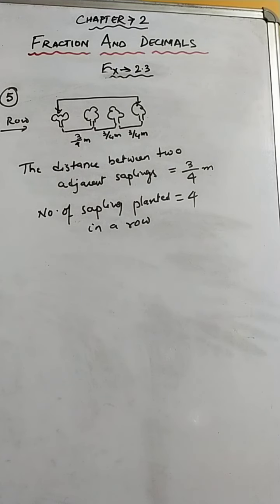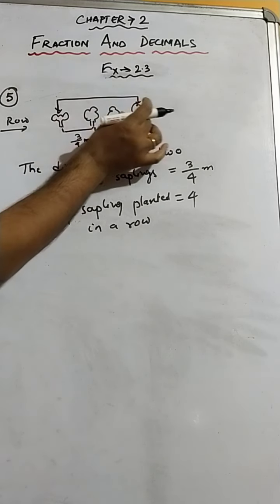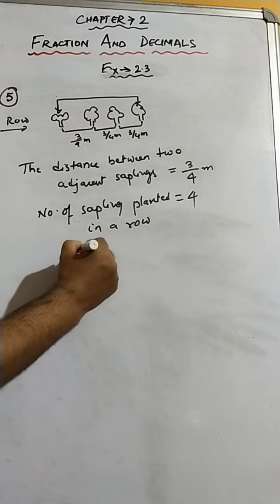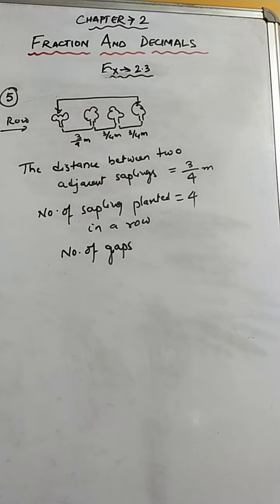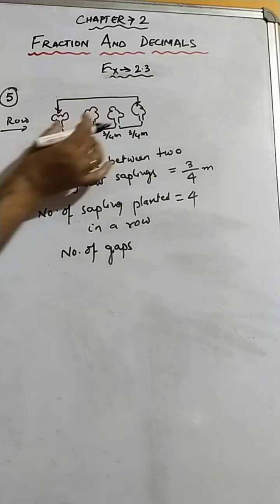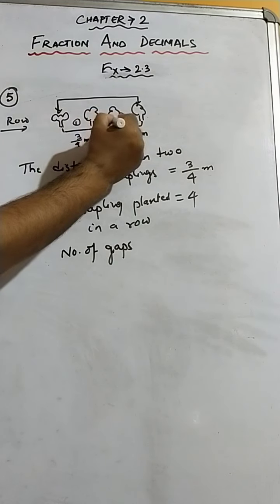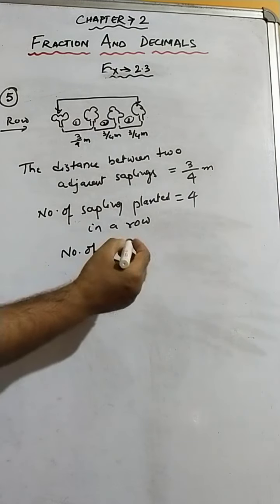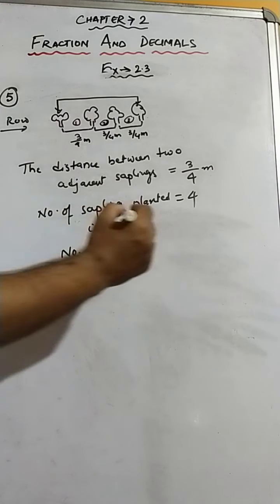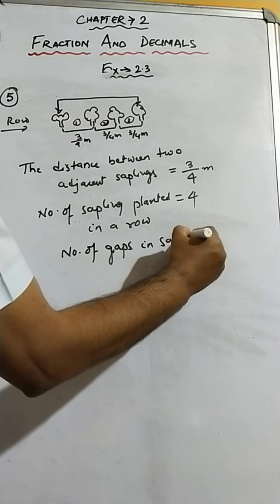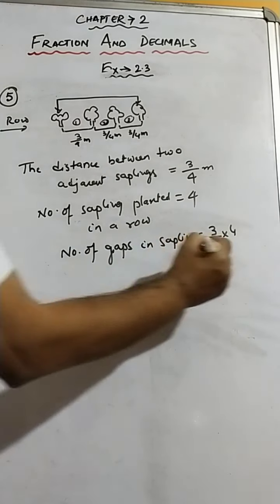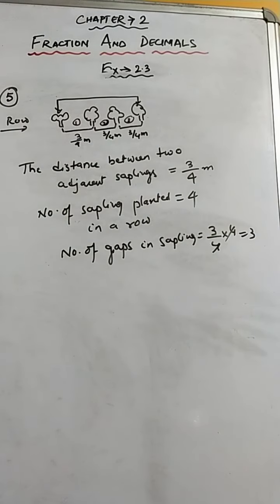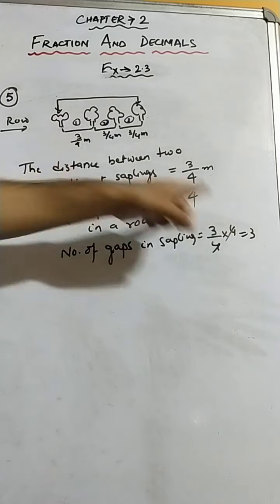Now the number of gaps in between is how much? That is 3. How many gaps are there? 1, 2 and 3. So we'll find out the number of gaps in between the saplings. This is the first gap, number 1. This is the second gap, number 2. This is the third gap, isn't it? So the number of gaps in saplings will be what? 4 saplings are there, so we cut it down and write 3. So the total number of gaps is 3.